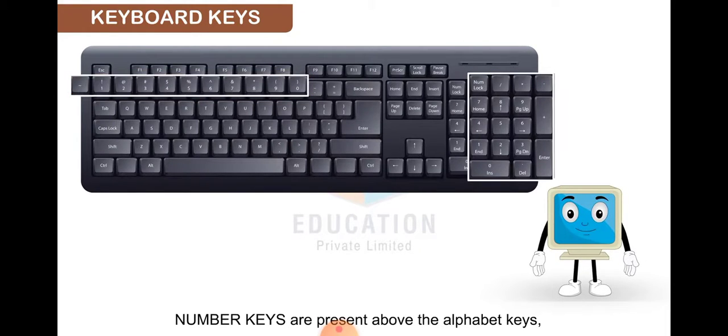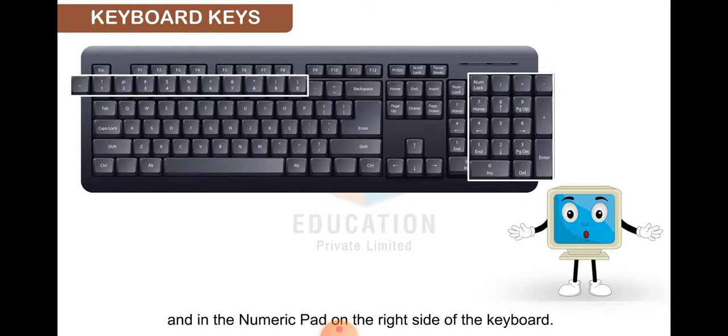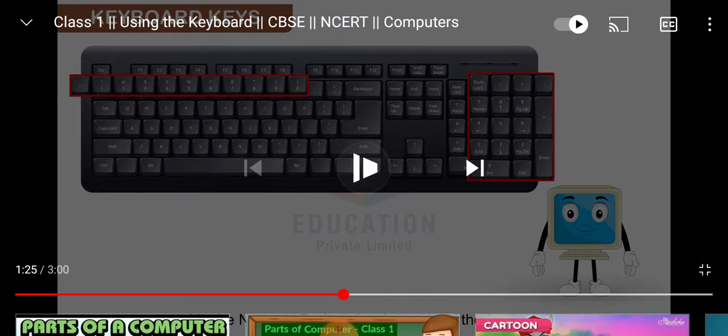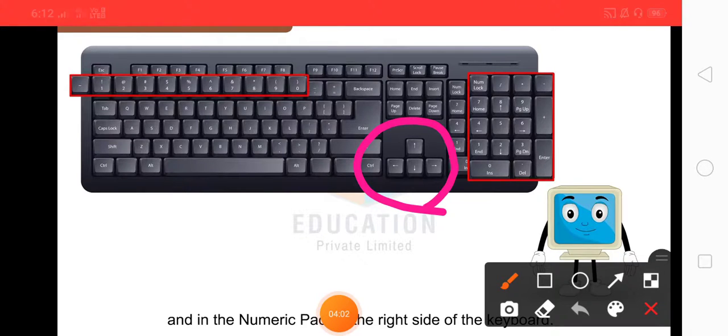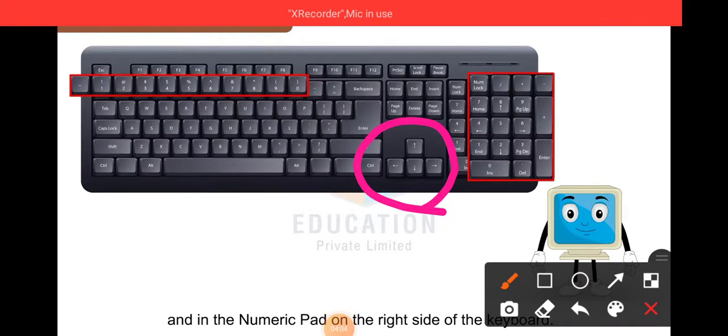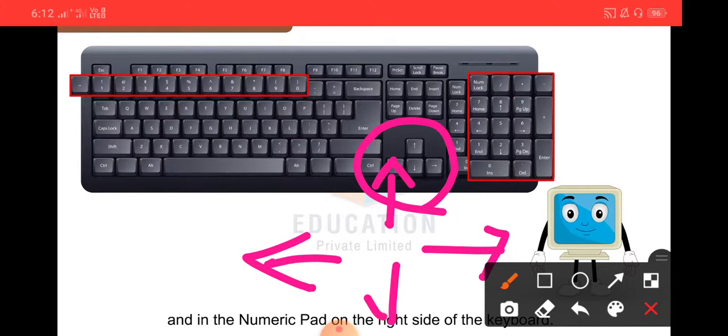Okay students, so here you see, these keys are the arrow keys. They are marked with arrows. These are 4 in number. They are used to move the cursor. That is, you see this type and this type and this type and this type. We may say these are 4 in number.